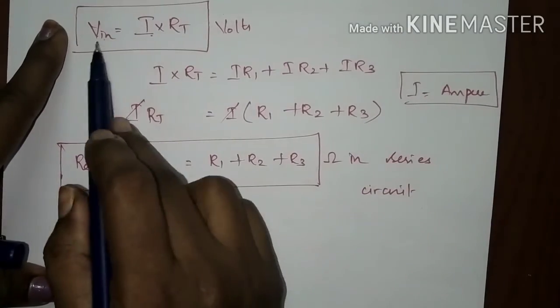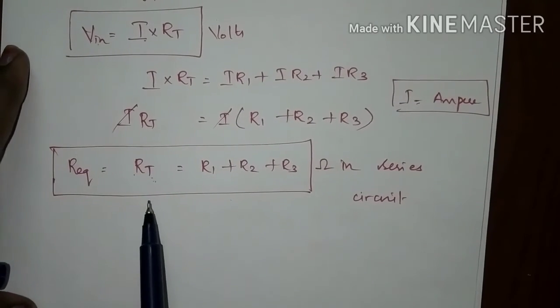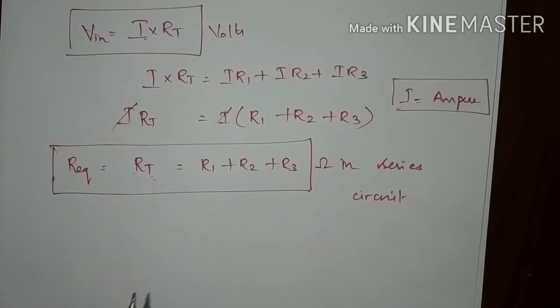The unit of current is ampere, the unit of voltage is volt, and the total resistance in the series circuit would be R1 plus R2 plus R3. This is a series circuit. The point to remember in the series circuit is that the current would be the same, whereas the voltage would differ according to the element present in the circuit.